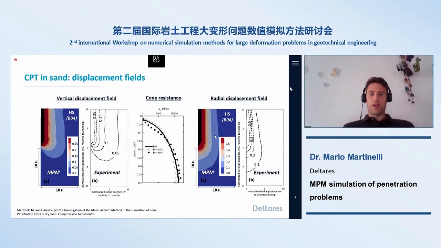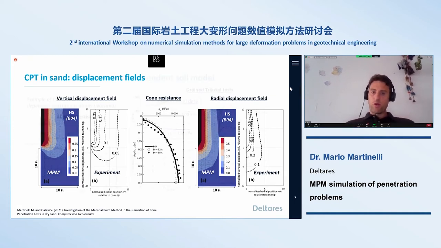And then you see the advantage of having the displacement field. So in the middle you have the figure with the experimental results for the cone resistance, the evolution of cone resistance with depth. But also on the left picture and the right picture, you see the comparison between the MPM and the experiments in terms of vertical displacement field after penetration, and on the right side the radial displacement field. So you see a very nice agreement between the numerical model and the experimental results.